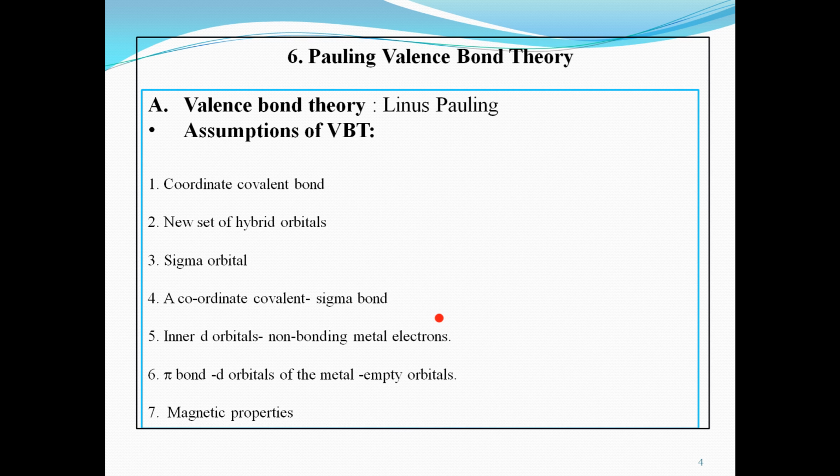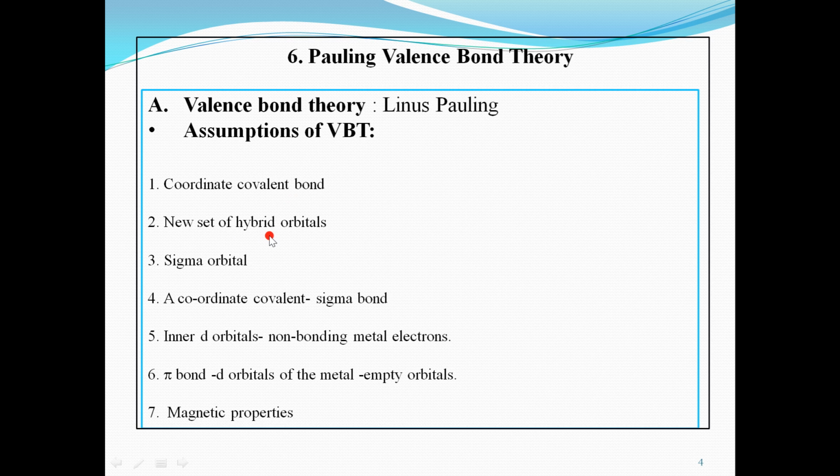Linus Pauling explained the assumptions regarding the covalent bonding in the metal and ligand bonds. For the formation of a coordinate covalent bond, the central metal atom or ion in the complex provides a number of empty orbitals equal to its coordination number, either 4 or 6 or any other, for the ligand orbitals which are required for the bonding, and that bonding is said to be a coordinate covalent type of bond. And a set of orbitals is formed, that is hybrid orbitals.